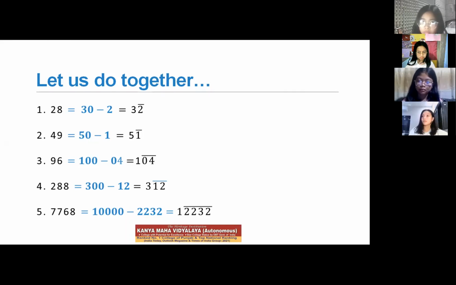So the idea is: take the number, find the next nearest base number, subtract it, and that becomes the bar number. You're going to see a very beautiful application of this very soon from Vajinder, and believe me, there are a lot of applications for this. But for today's class, you're just going to see something that we have always been struggling with.